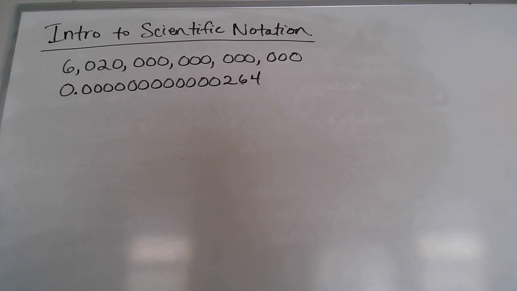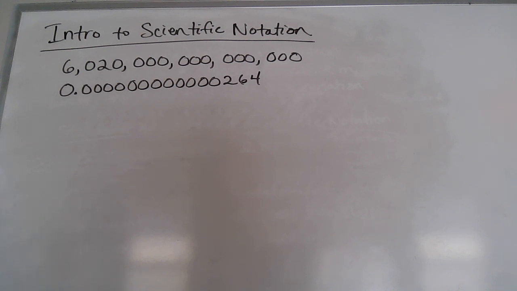Let's talk about scientific notation. Today we're just going to introduce you to how numbers can be written in scientific notation and give you an idea of why. So you can see we have one very large number and one very small number, lots of zeros to keep track of.